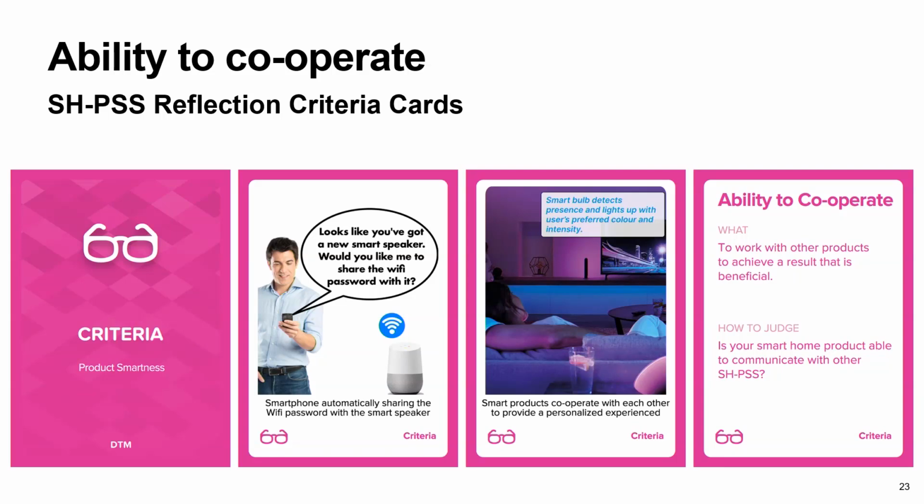Ability to cooperate, right. So, whether the PSS that you have designed in the context of smart home is able to cooperate, right. So, to work with other products to achieve a result that is beneficial. So, whether the compatibility with the other product is there or not, whether it is able to communicate with the other objects or not. Is your smart home able to communicate with other PSS?